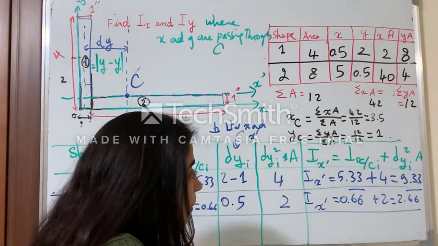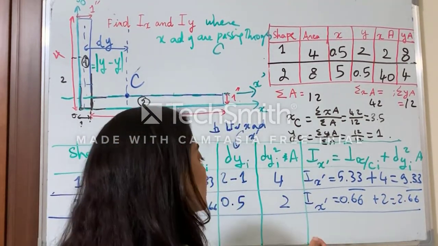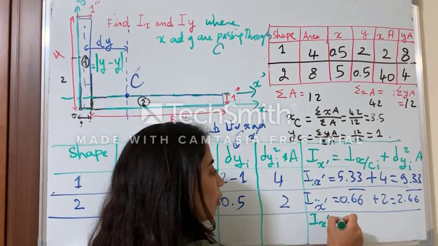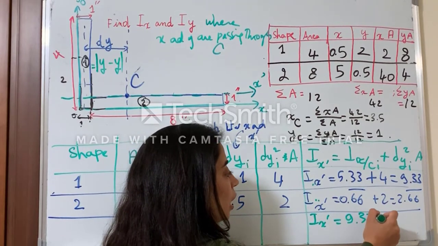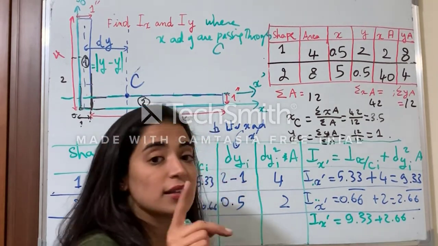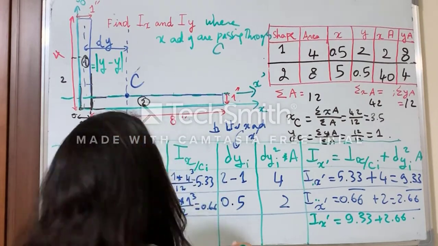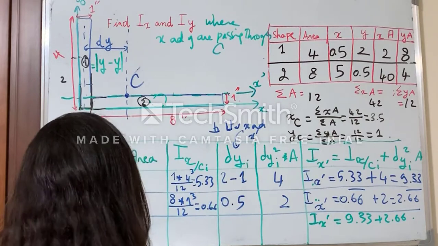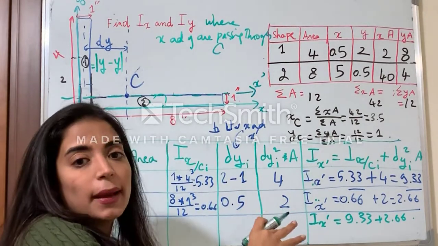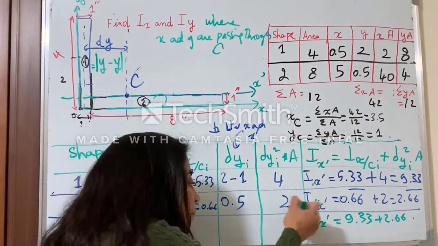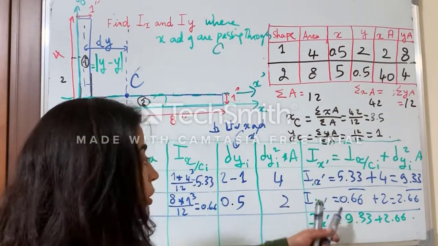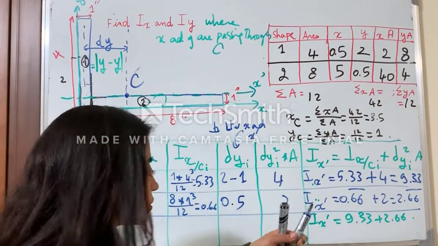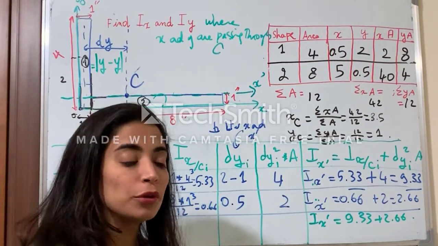And the final step to find Ix prime is basically to sum these two together. Alright, so Ix prime of the whole beam is 9.33 plus 2.66. Guys, if I have a hole, let's say I have another shape here, a hole here, this will be shape 3. I will do the same, except, guys, I should subtract this Ix from the whole Ix, alright? So, like the centroid case, I should subtract the hole's moment of inertia.